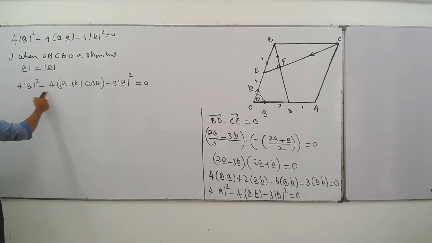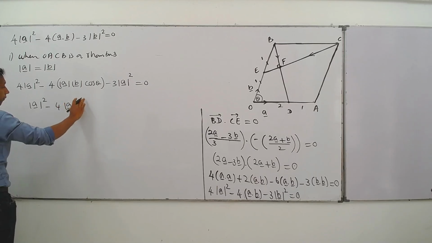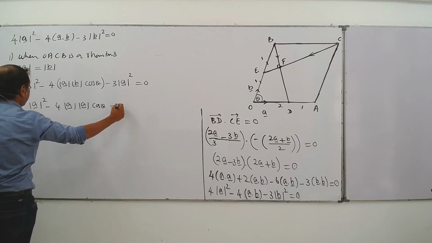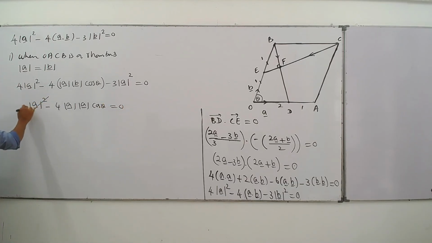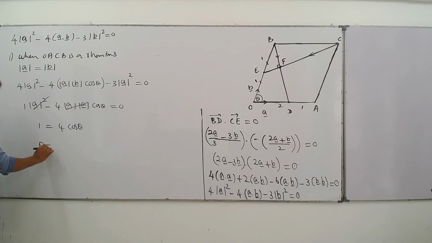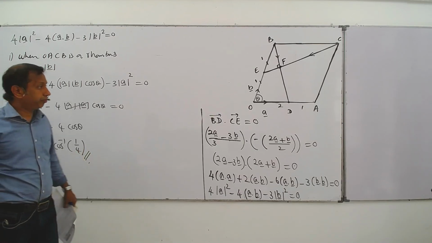Then here 4 mod A squared minus 3 mod A squared is mod A squared. 4 mod A mod B being equal, no? Here also we can put this 0. This we can cancel with this. Then 1 equals 4 cos theta. Theta equals cos inverse 1 upon 4. That we can take first.